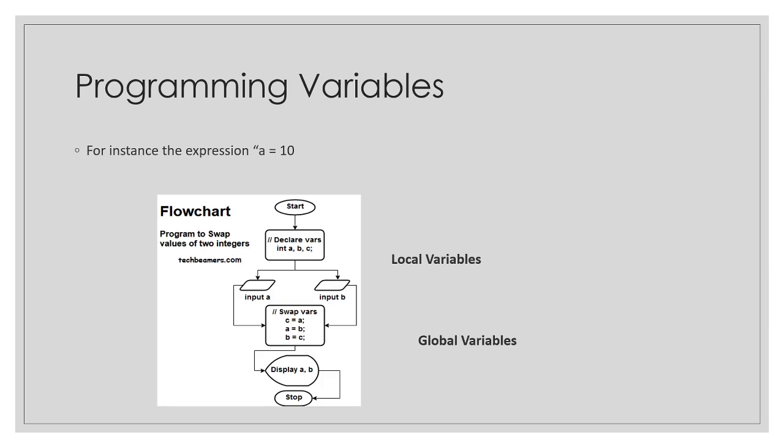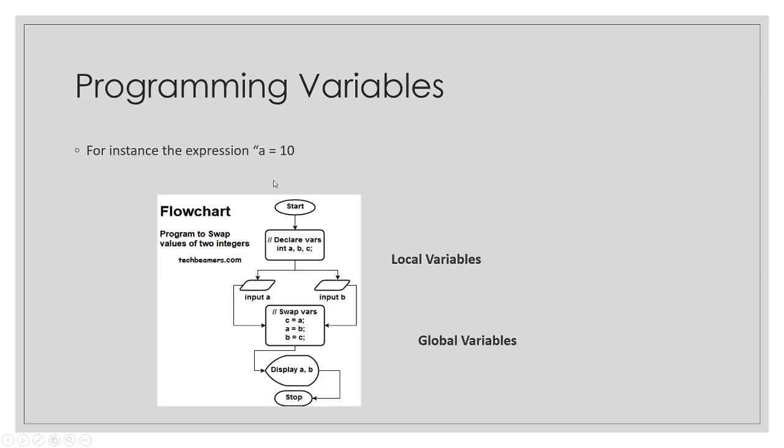Here we have the programming variables. Programming languages utilize variables as a dynamic packet to hold a phrase, number, or other important information that can be used in coding. For instance, the expression a equals 10 associates the value 10 to the variable a, and so on.